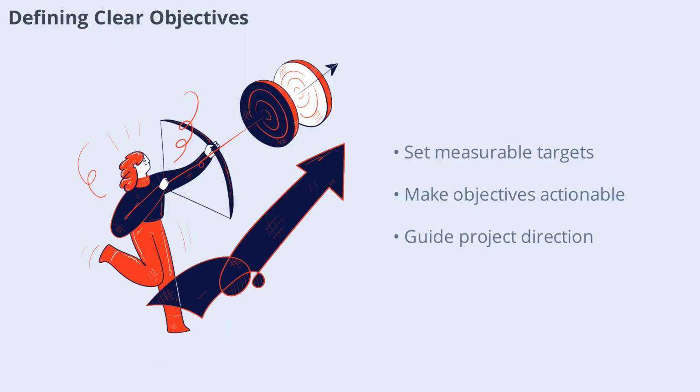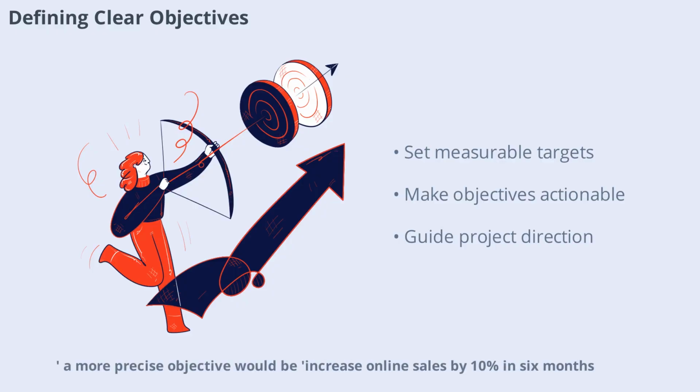Once the business requirements are clear, the next step is to define specific objectives for the data project. These objectives should be measurable and actionable, providing a clear target for the team. For example, instead of saying improve sales, a more precise objective would be increase online sales by 10% in 6 months. Clear objectives help guide the project, making it easier to measure progress and success. They also ensure everyone involved understands what the project aims to achieve.